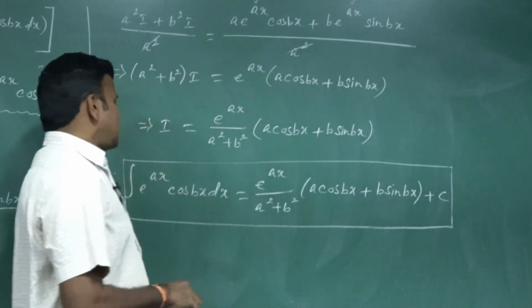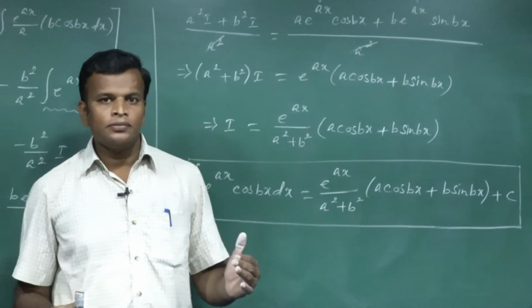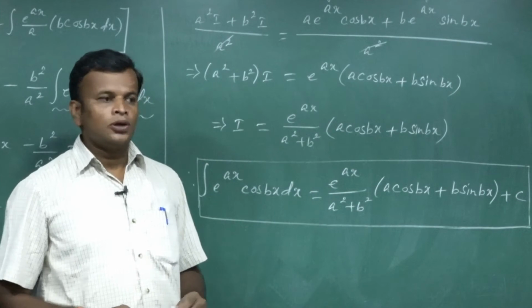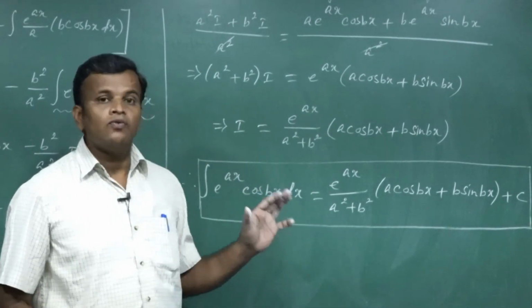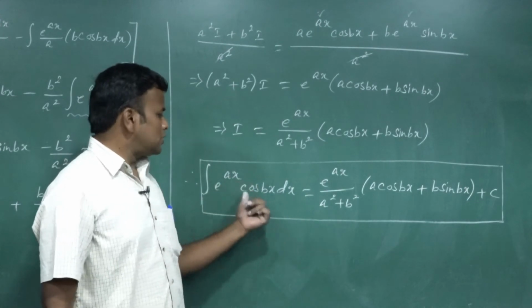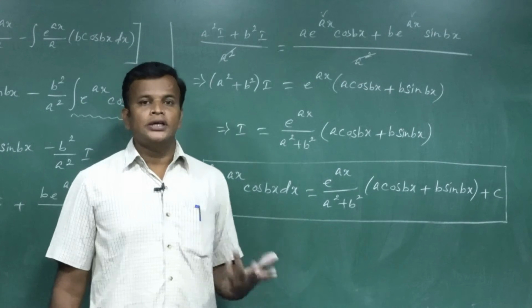So it is the integrating value of e power ax into cos bx dx. It's a big sum, but the concept is very well known. We find the answer, and also it is the formula. There will be two formulas. One is e power ax into cos bx, and another one is e power ax into sin bx.